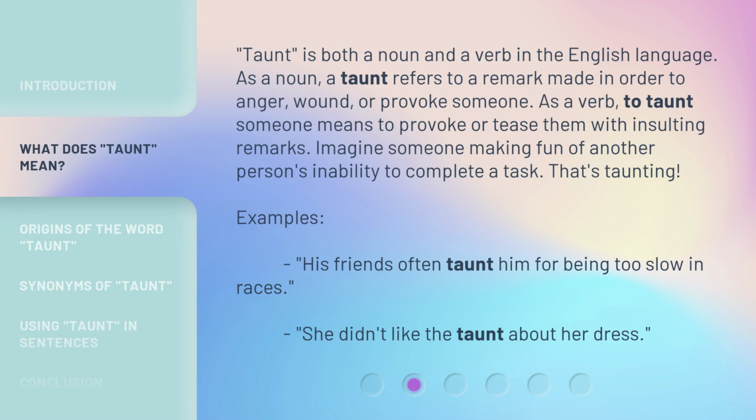Taunt is both a noun and a verb in the English language. As a noun, a taunt refers to a remark made in order to anger, wound, or provoke someone. As a verb, to taunt someone means to provoke or tease them with insulting remarks. Imagine someone making fun of another person's inability to complete a task. That's taunting. Examples: his friends often taunt him for being too slow in races. She didn't like the taunt about her dress.